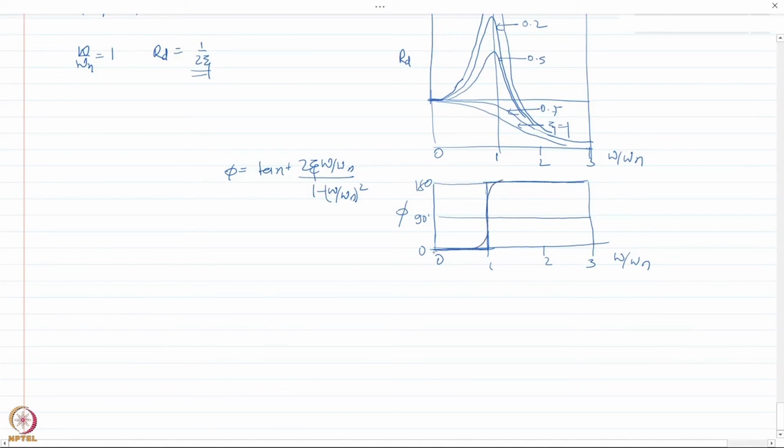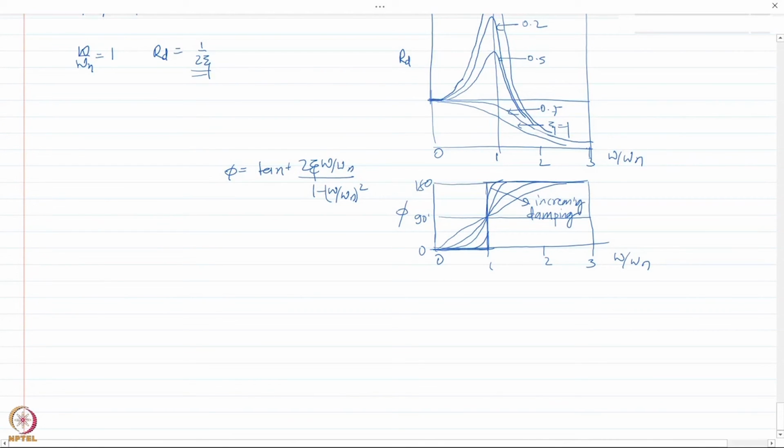Okay, and as you increase damping, the slope would become more gradual. Okay, so this is the increasing value of damping. Something like this. So this is increasing value of damping.